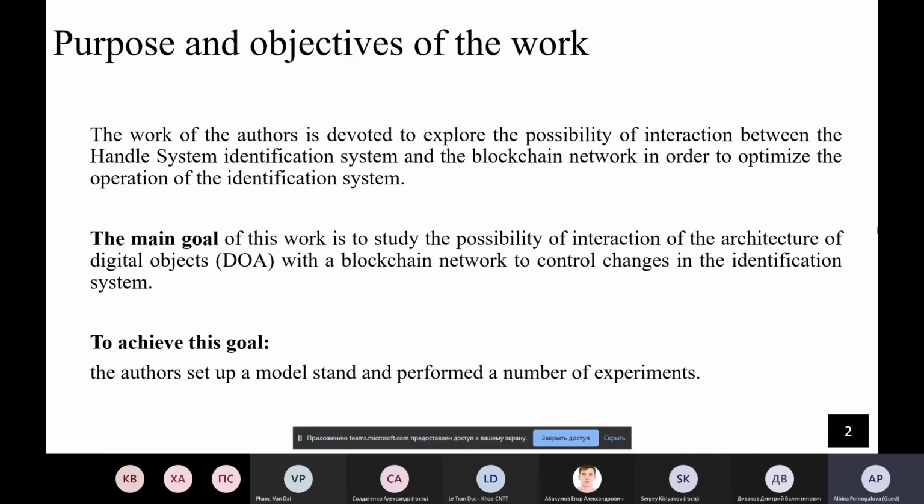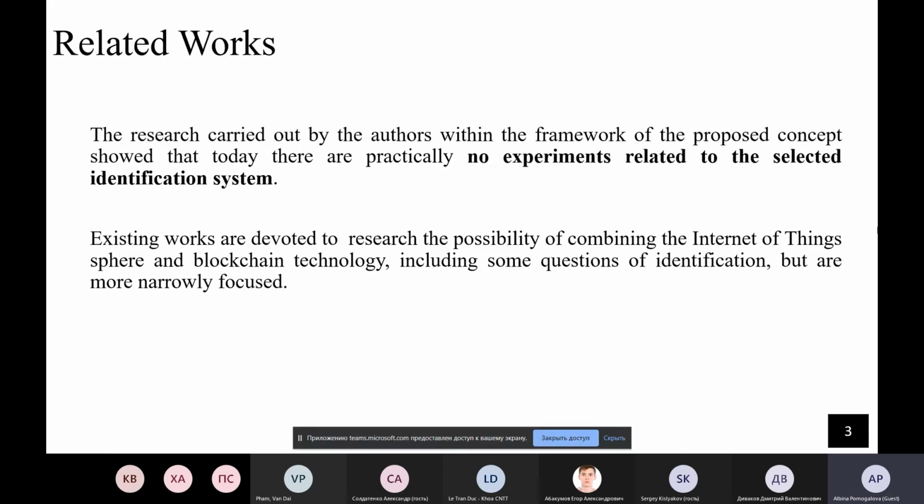To achieve this goal, we did some research. We also set up a model stand to check our ideas and performed a number of experiments. Before that, we also reviewed some related works.